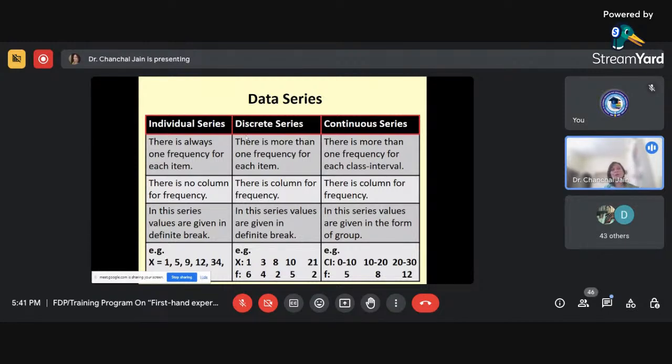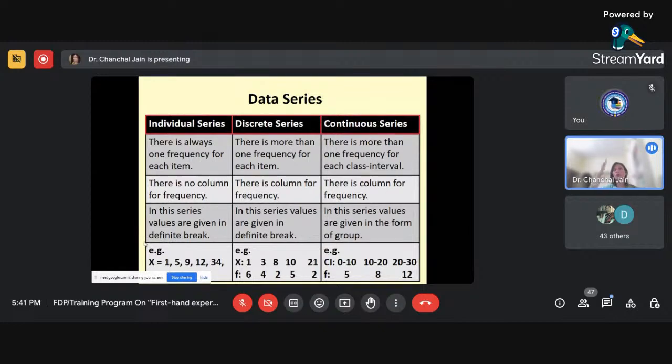Now, when we talk about discrete series, along with the observations we will always have the frequencies. You can see here that along with the observations we have the frequencies also. That indicates that 1 is coming 6 times in a particular series. Similarly, 3 has repeated 4 times in the series. 8 is coming 2 times in the series. Likewise, we can read this particular table or this form of the discrete series.